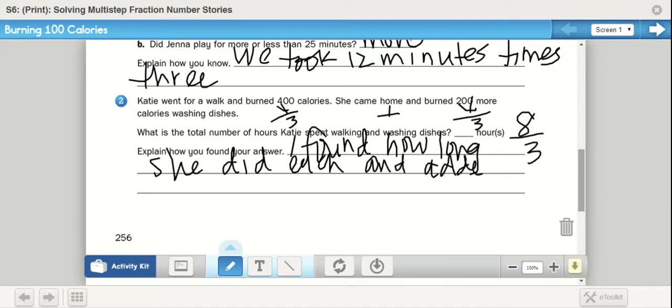Just so you guys know, my writing is sloppy because I have to write on the screen, so it's not my neatest writing. Okay, so that is how she found 8/3. So 8/3 of an hour, again, would be more than an hour. If I wanted to convert this, I would say 3 goes into 8 twice with 2/3 left over. So it took her 2 2/3 hours to do all of that work.